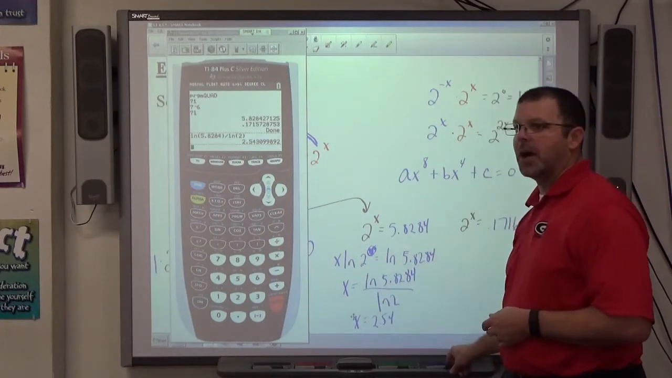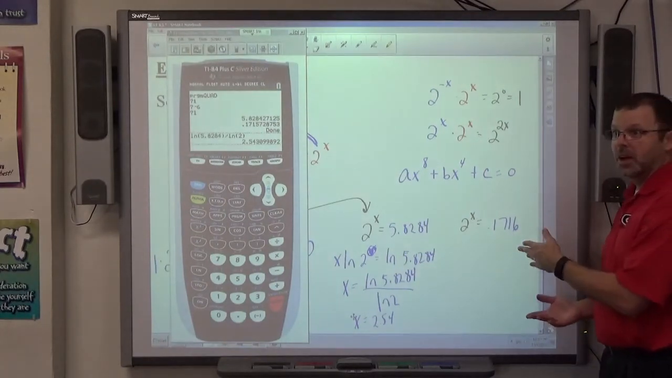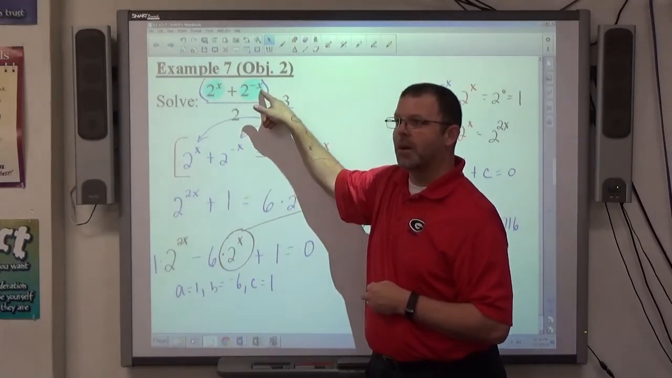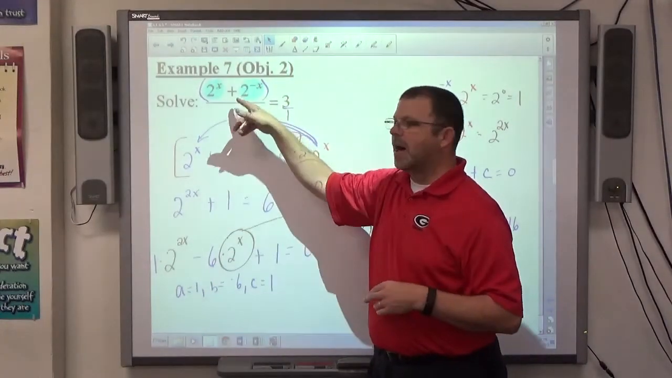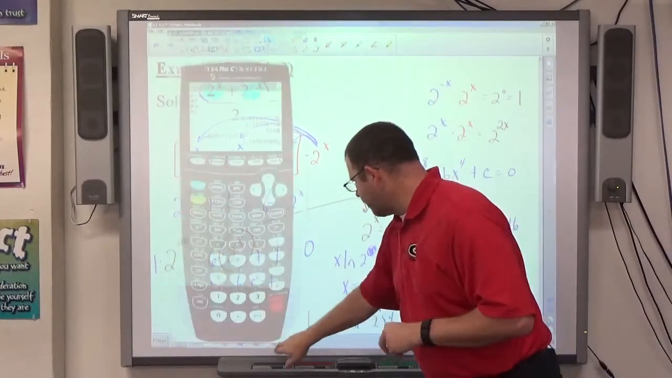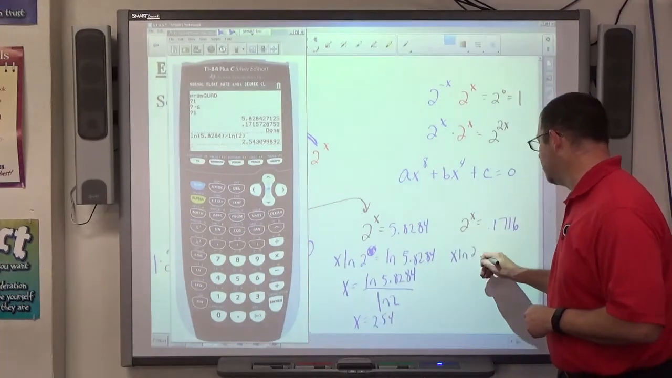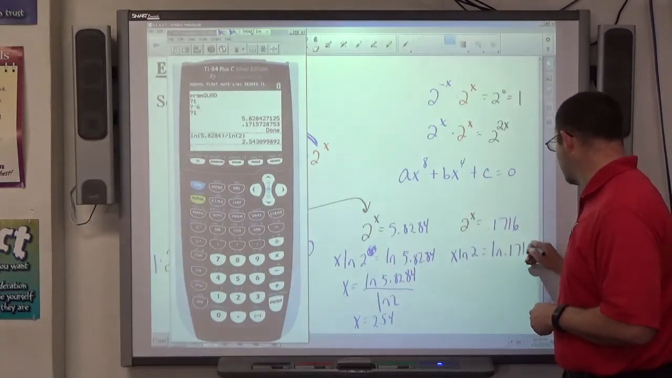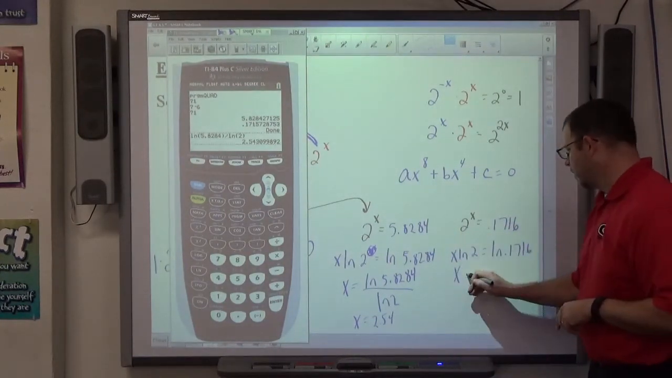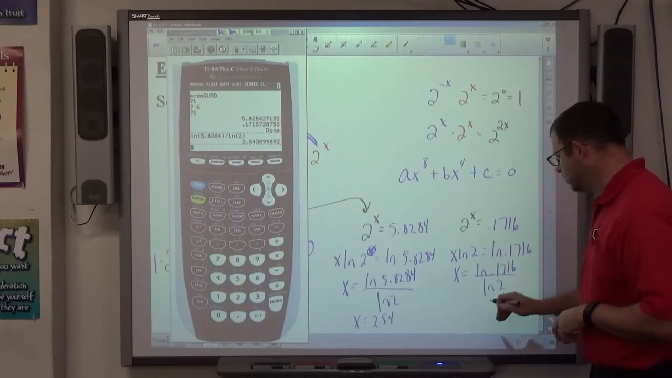And if you do these problems right, this one should be negative 2.54. Because if you think about it, if x equals 2.54 this is going to be negative 2.54, right? So if it's a minus sign, it doesn't do that. But when it's a plus sign, it should be opposite signs. But if we do this, then this is going to be x ln2 is equal to ln of 0.1716. Same idea. If you log both sides, this x goes out in front of the logarithm. We're going to get ln of 0.1716 divided by ln of 2.